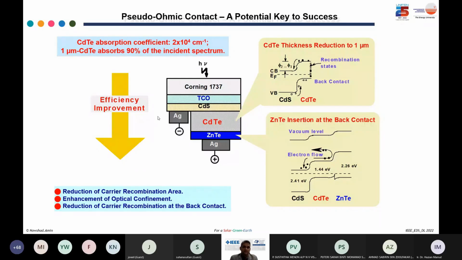Since 1998, I started working on zinc telluride, and now I see that zinc telluride is the mainstream of the commercialized product by First Solar. They have stabilized the efficiency of cadmium telluride by inserting a zinc telluride layer. Anyway, I'm talking about almost 22 years ago. I worked on zinc telluride insertion in the back contact, as the back pseudo-ohmic layer of cadmium telluride, to get a BSF effect like this.